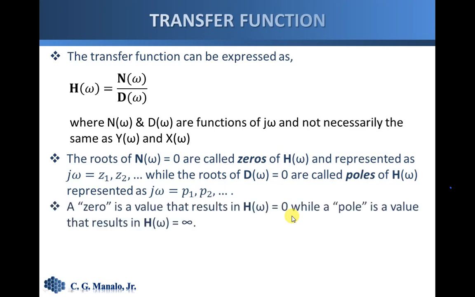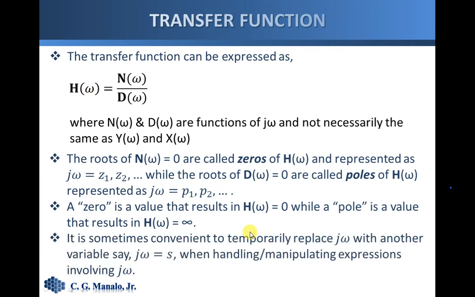The roots of n of omega are called zeros because if we substitute the value of those roots to n of omega, we'll get a zero transfer function. On the other hand, if we substitute a pole to d of omega, we'll get a transfer function that is infinity.